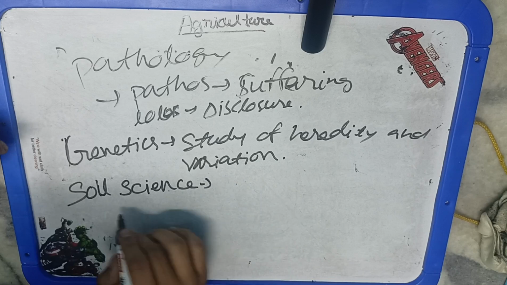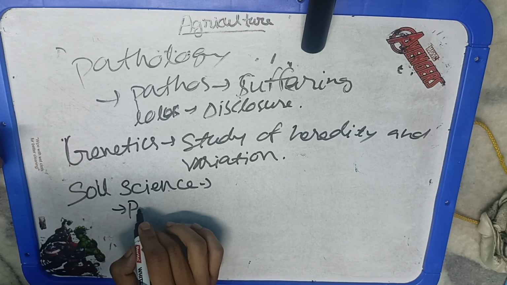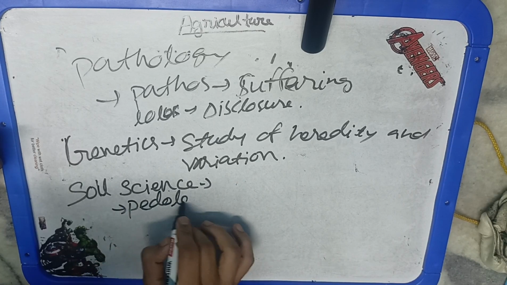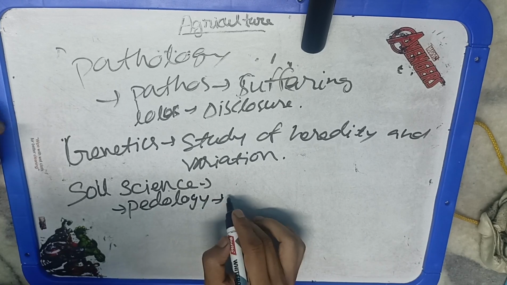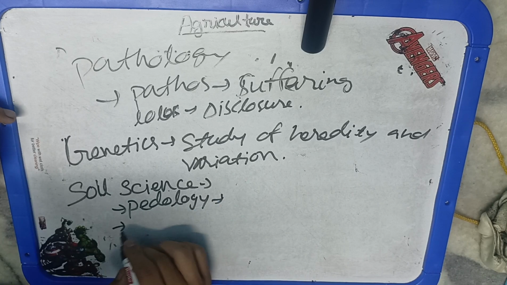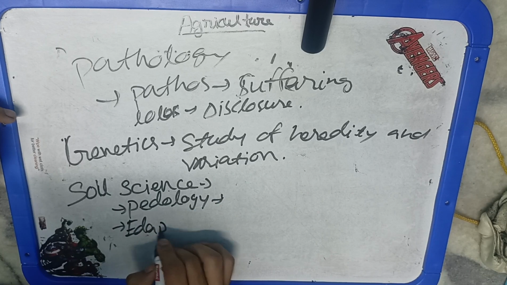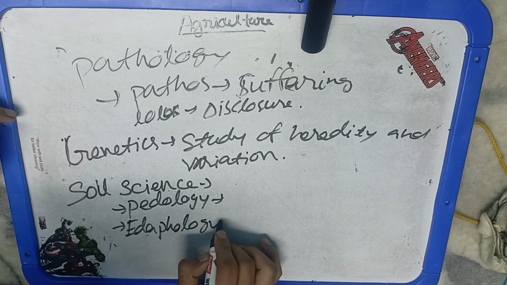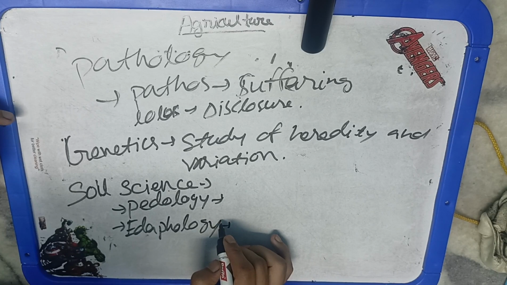Then there is soil science. This is the management of soil. So basically there are two sciences. Pedology means the ground study, basically devoting to the field of knowledge. Edaphology means when we are studying soil as a substrate, or we can say providing support to the crops. So that is edaphology.